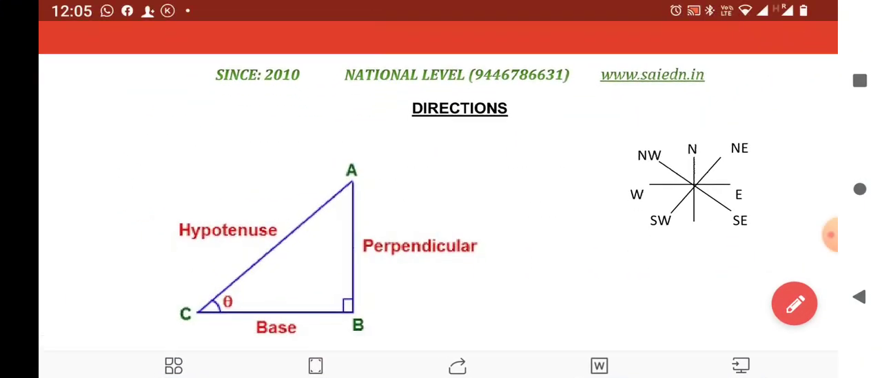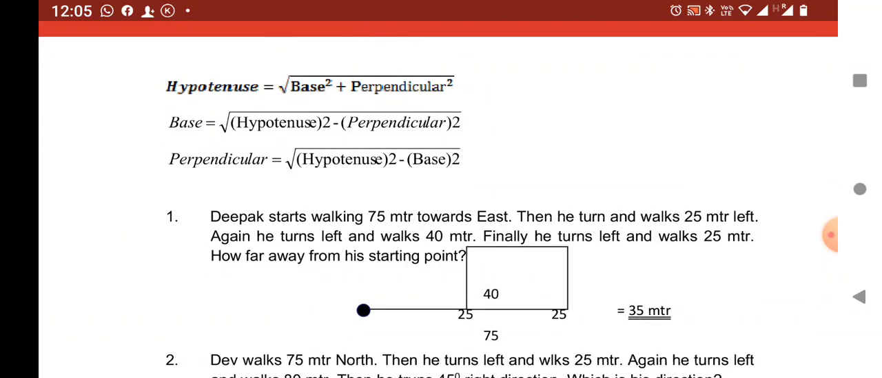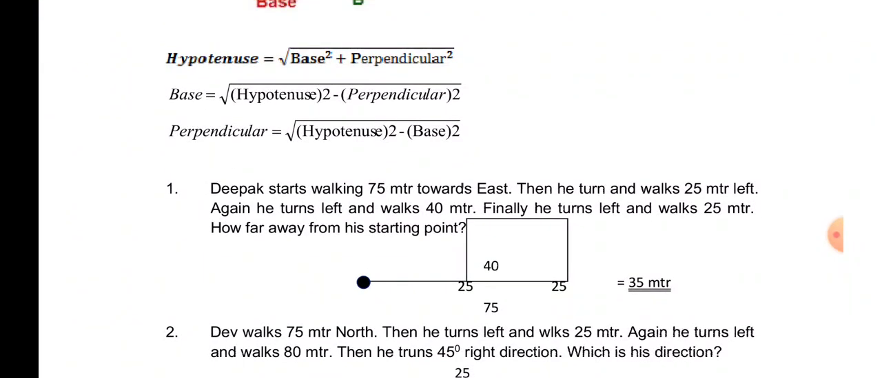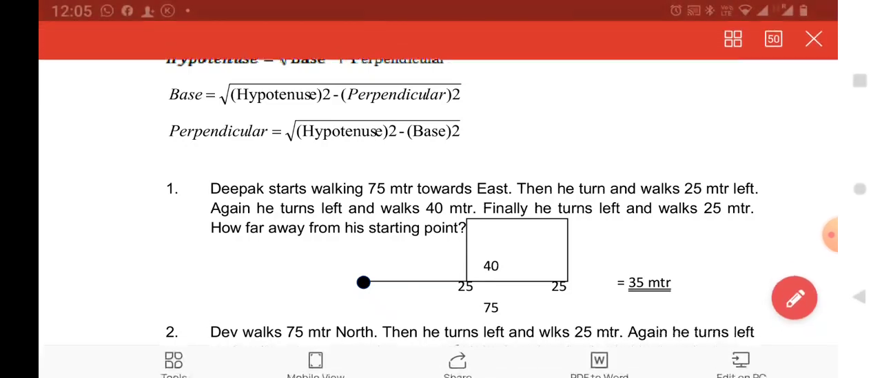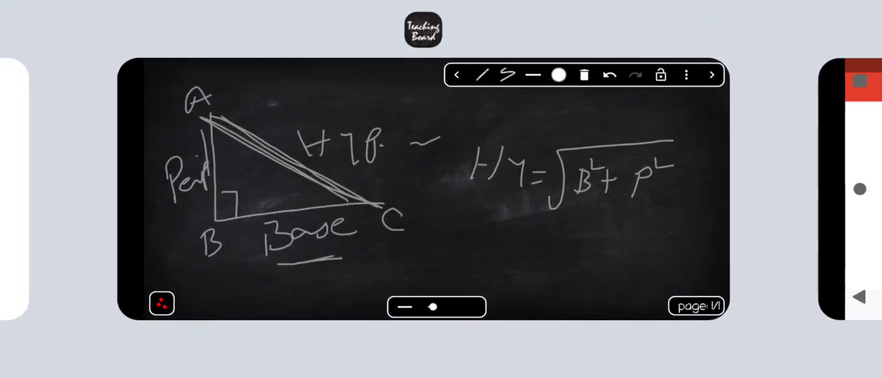In directions, the first question says: Deepak starts walking 75 meters towards east. Then he turns left and walks 25 meters. Again he turns left and walks 40 meters. Finally, he turns left and walks 25 meters. How far is he from his starting point? This is the question. Let us see how to solve it.